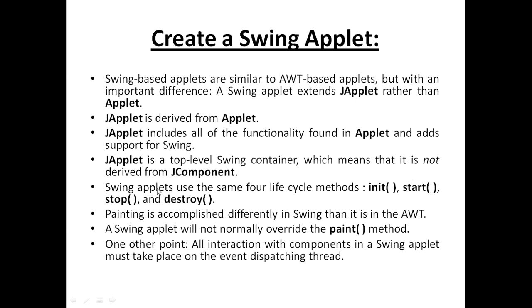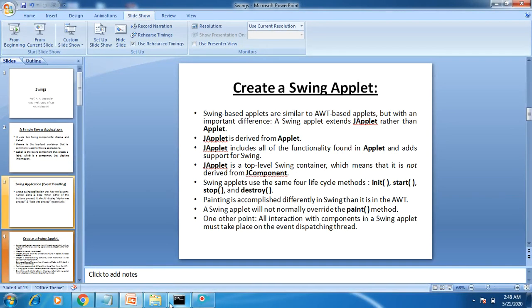Then these Swing applets use the four main life cycle methods: init, start, stop and destroy. Painting is accomplished differently in Swing. In AWT we make use of the paint method to display something on a window. Here we will be using another approach. All interaction with components in a Swing applet must take place on the event dispatching thread. Now we'll see this program.